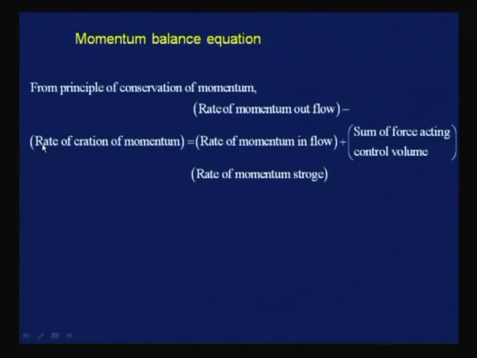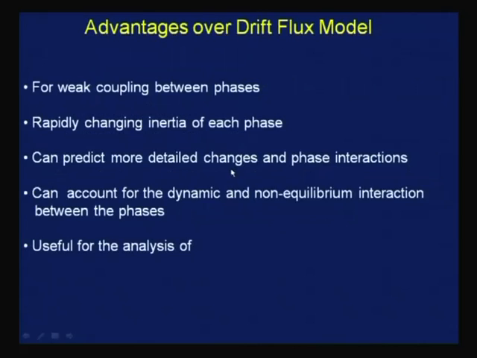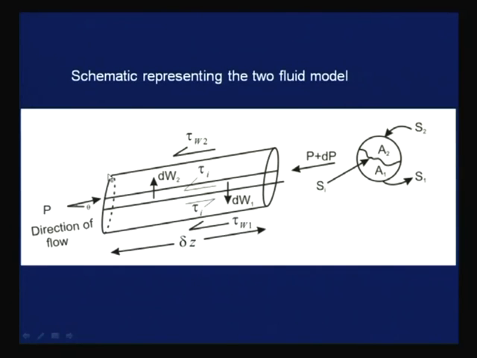So, rate of creation of momentum is nothing but rate of momentum outflow minus rate of momentum inflow plus rate of momentum storage, and that is equal to the sum of forces acting on the control volume. What is my control volume? I had already shown it here. This is my control volume, it comprises a cross sectional area A and a small length of the flow passage delta z. Now, in this particular control volume, what are the forces that are acting? Can you tell me?